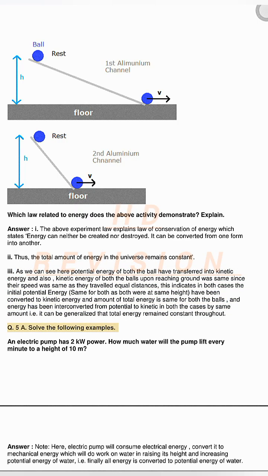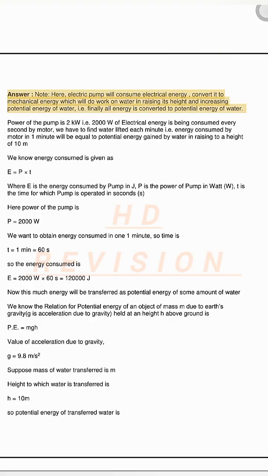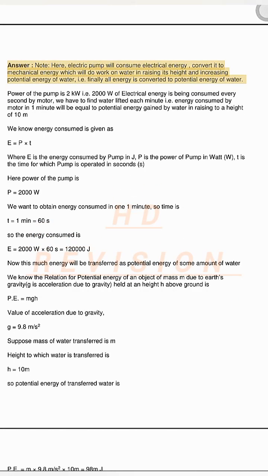Q5 a. Solve the following examples. An electric pump has 2 kilowatts power. How much water will the pump lift every minute to a height of 10 meters? Answer. Note, here, electric pump will consume electrical energy, convert it to mechanical energy which will do work on water in raising its height and increasing potential energy of water, i.e. finally all energy is converted to potential energy of water.